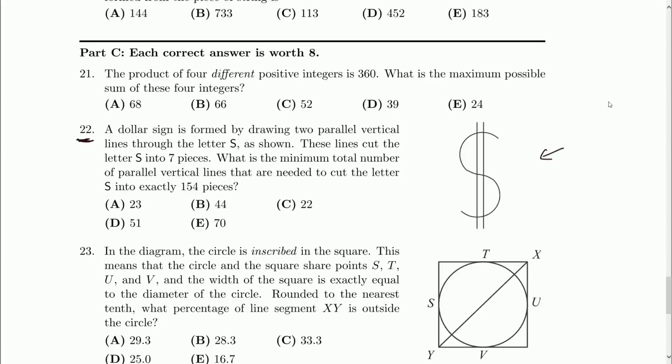A dollar sign is formed by drawing two parallel vertical lines through the letter S as shown. Yeah, there's the dollar sign. Okay, incidentally, the cent sign is a letter C with one vertical line through it.